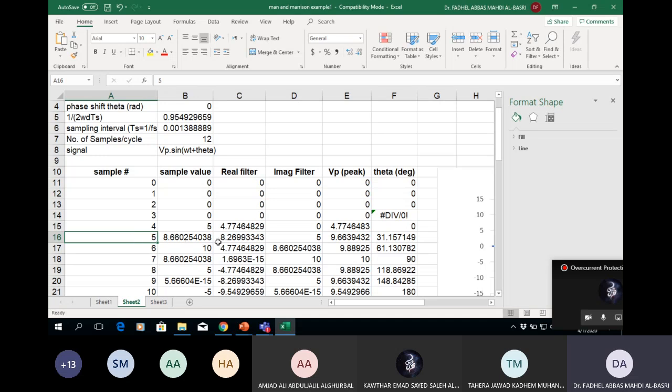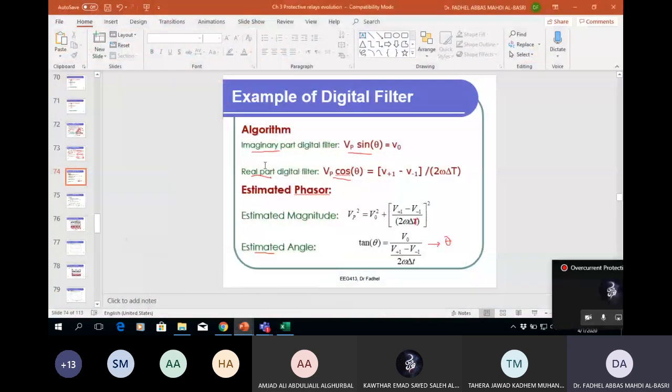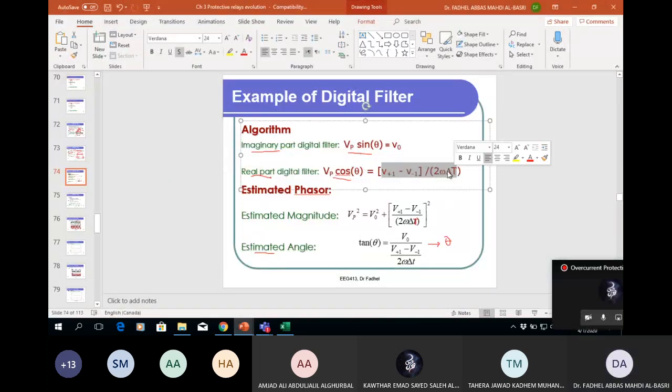So, all right. Then I have to implement the digital filter. What are the two digital filters? I have the real part, the real part is this, and the imaginary part is V naught. The real part, how do I implement the real part?